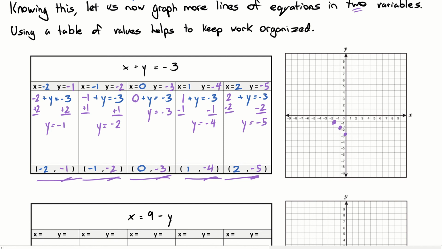0, negative 3 is right there. 1, negative 4 is right there. 2, negative 5 is right there. And oh yeah, look at that. And we can even predict that the next point would be right here, or the next point would be right here.